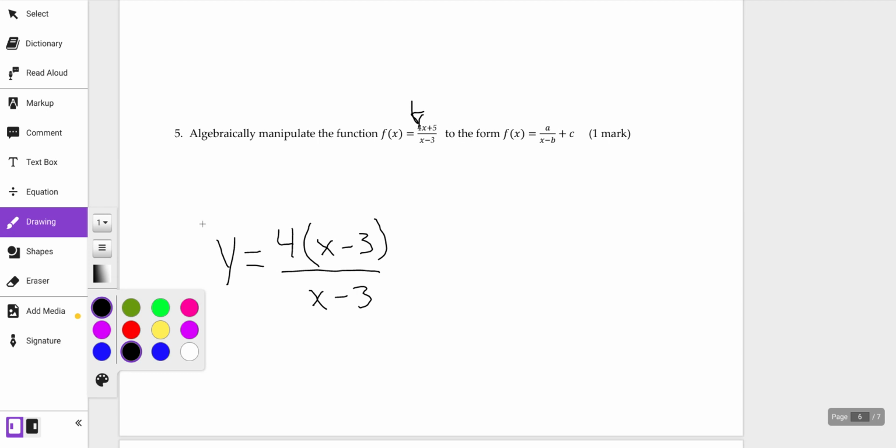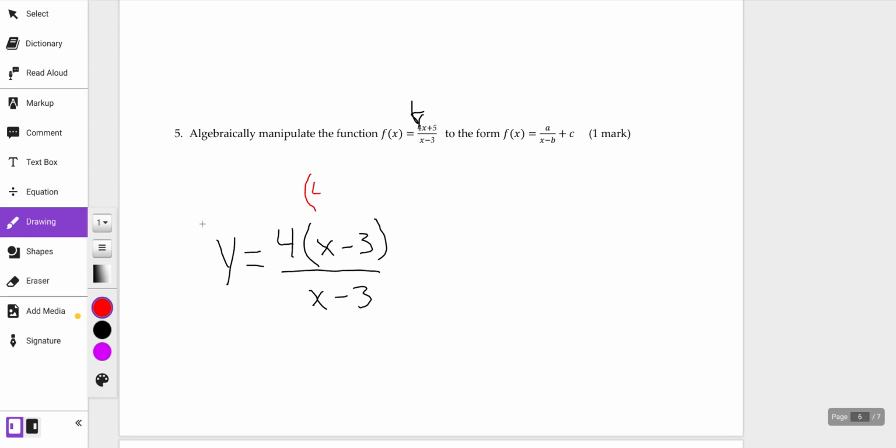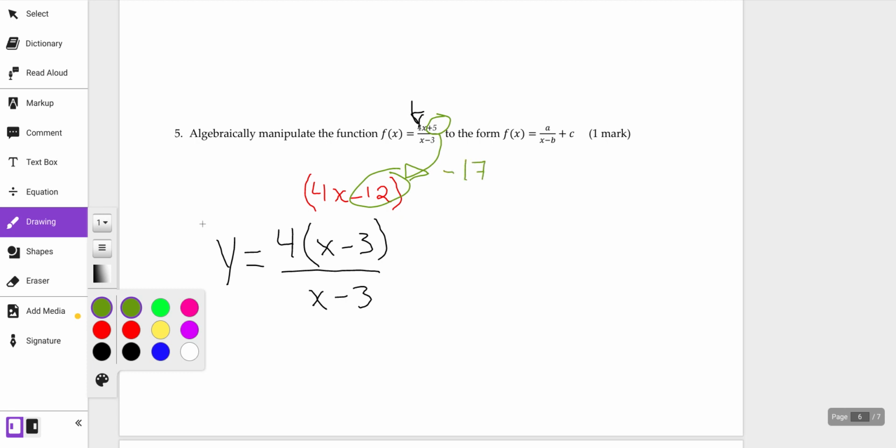Well, the only way I could GCF a 4 out of there is if this had been 4x minus 12. Like, that's the only way I could GCF a 4 and have x minus 3. Looking at the original function, I don't have a negative 12. I have a plus 5. So I need to turn that plus 5 into a negative 12. I'm going to do that by subtracting 17 from the original function.